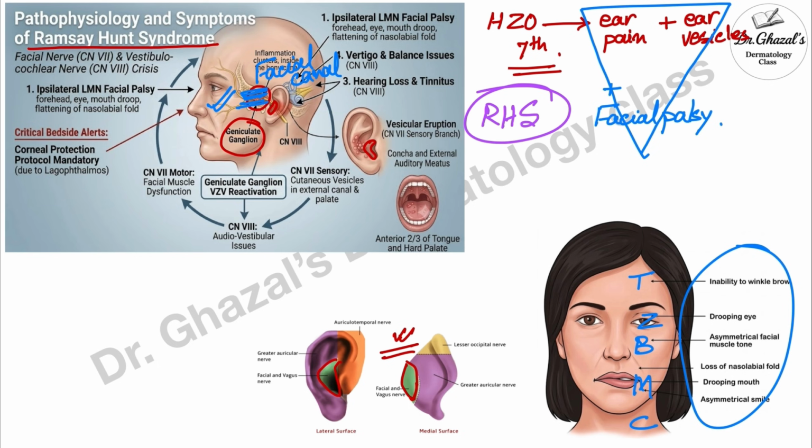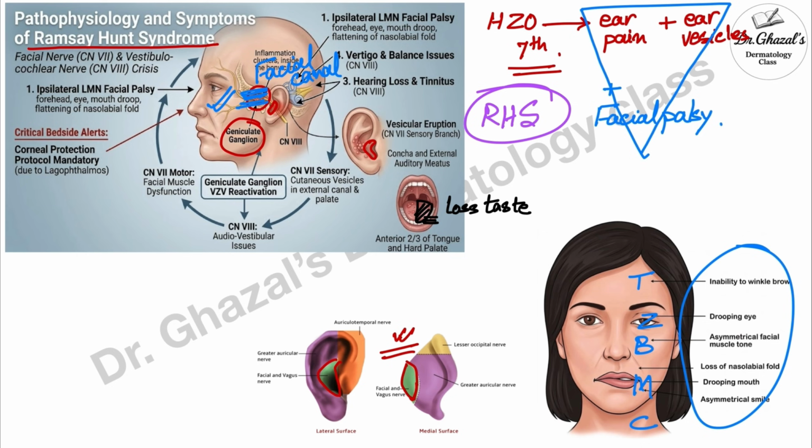The facial nerve also supplies the taste over the anterior 2/3 of the tongue. So there will be loss of taste sensation. The vesicles are very rare because the somatic supply is by the trigeminal nerve. So when the trigeminal nerve is involved, the vesicles or the ulcer will happen in this part, the anterior 2/3 of the tongue.